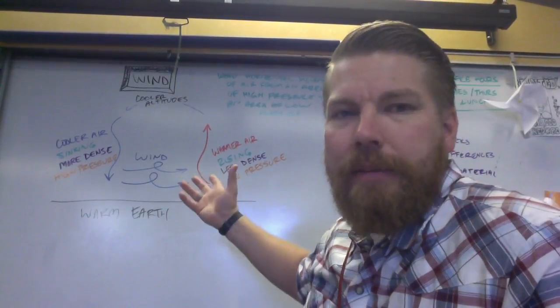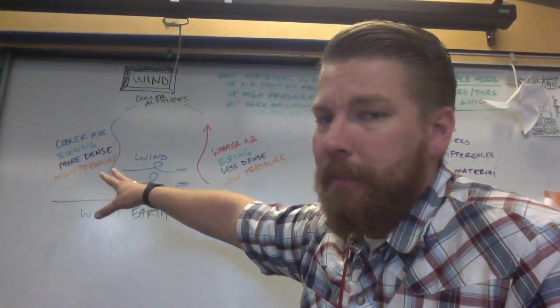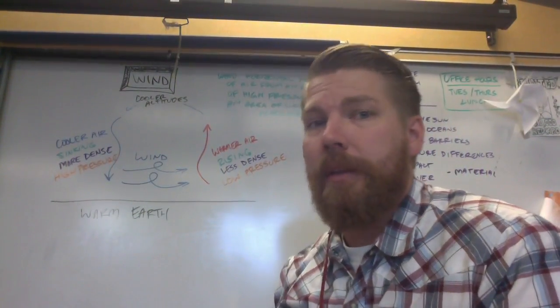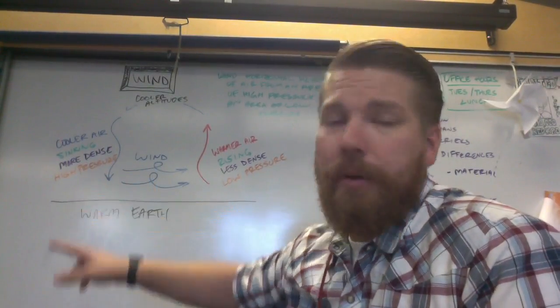And we said as it rises, it creates this area of low pressure. Well, over here we have colder air. And colder air is going to be more dense than the air around it, and it's going to sink down. And as it sinks, it creates an area of higher pressure.